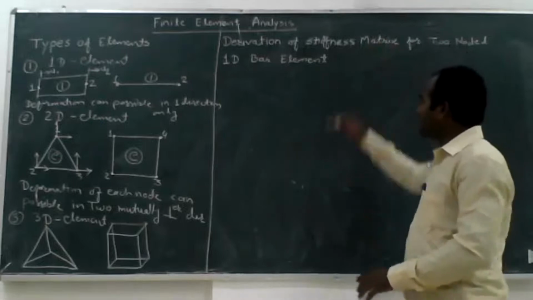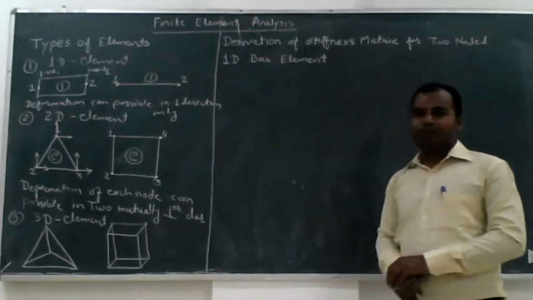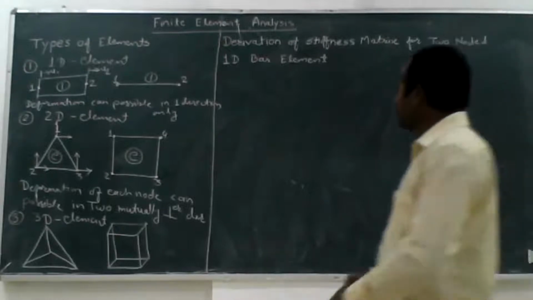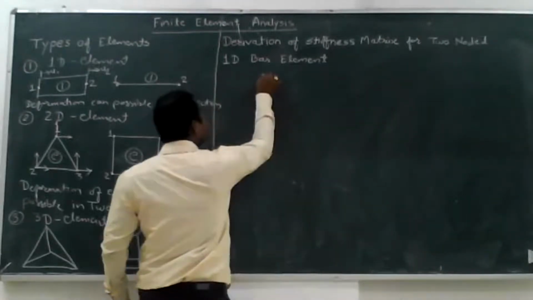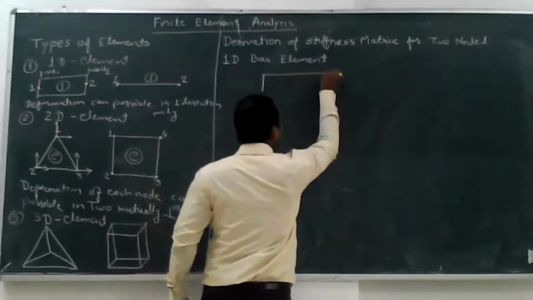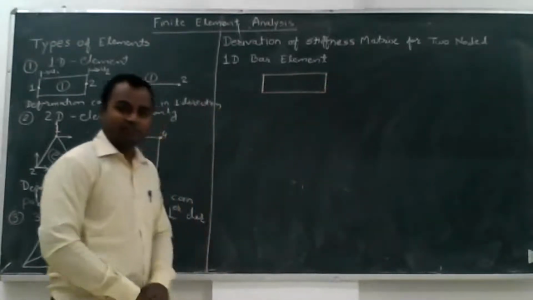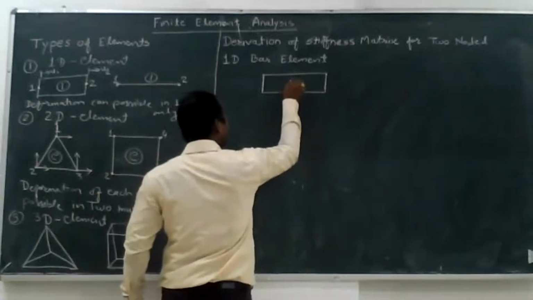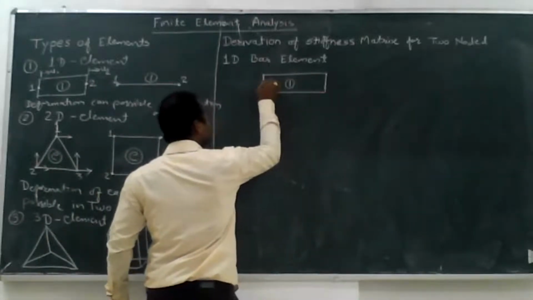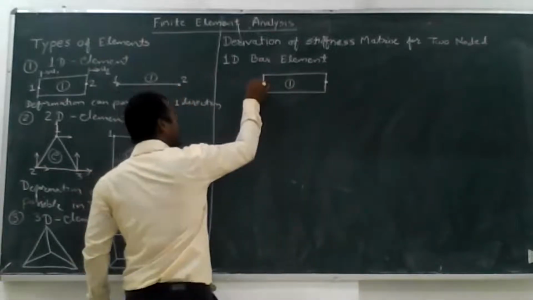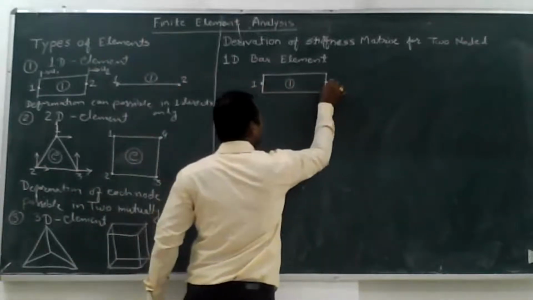Now we will derive the equation of the stiffness matrix for the one-dimensional bar element. First of all, I just draw here a bar element. As we have already discussed, every 1D bar element has 2 nodes. So this is node number 1. This is node number 2.